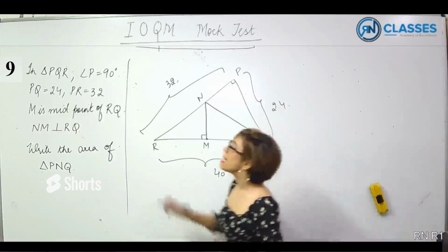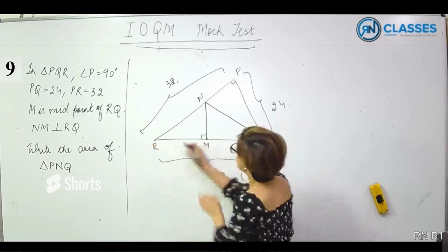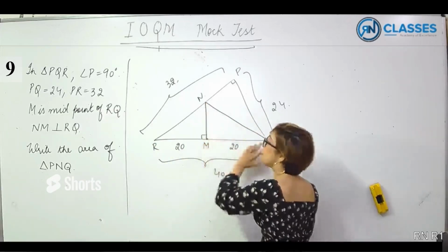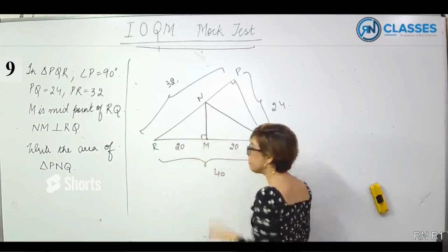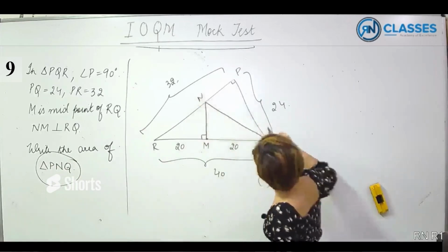Right? Next thing he says M is the midpoint of RQ. That means this is equal to this. So the diagonal is 40. That means this is 20. This is 20. Now he says NM is perpendicular to RQ. So this is 90. We are interested in the area of this triangle PNQ.